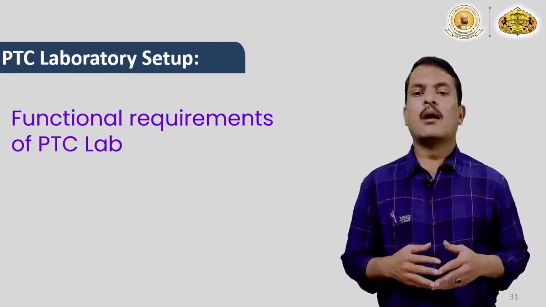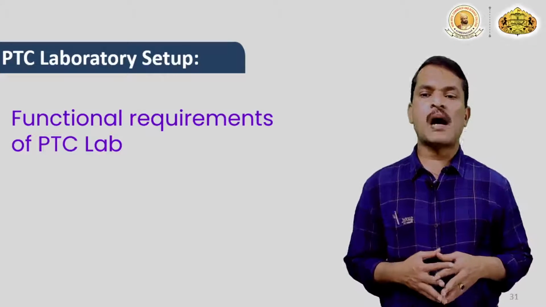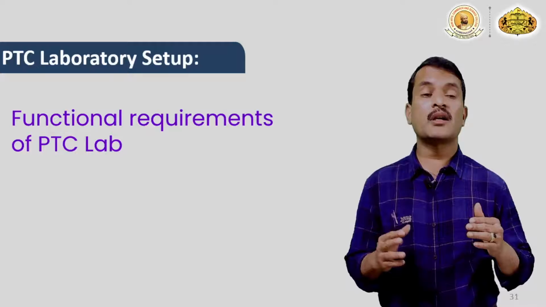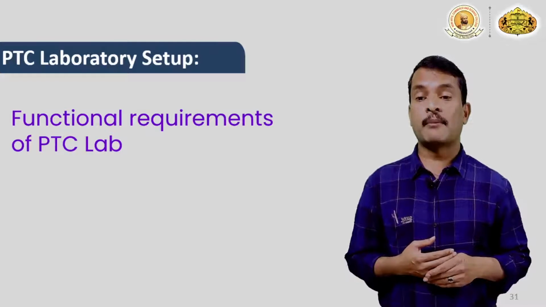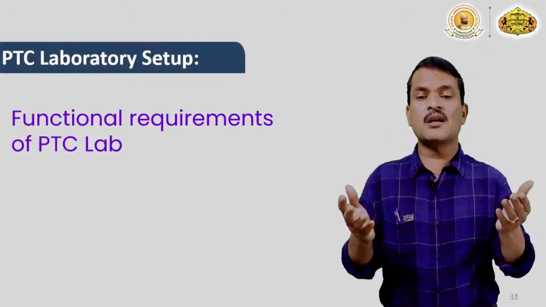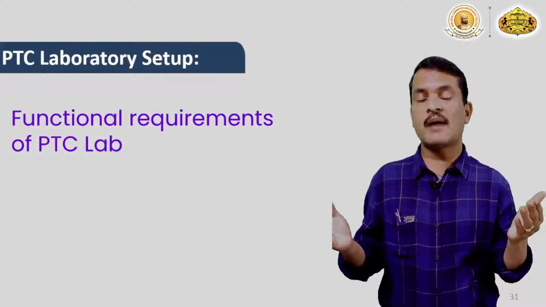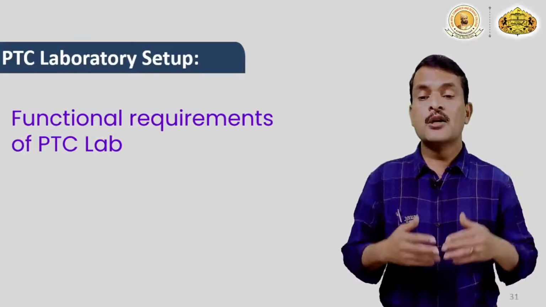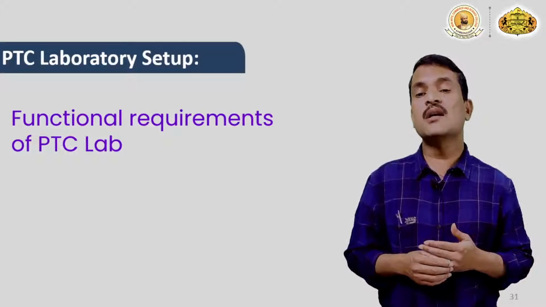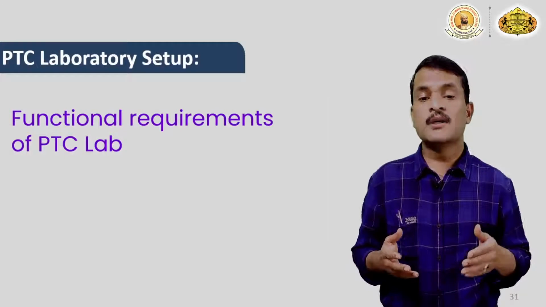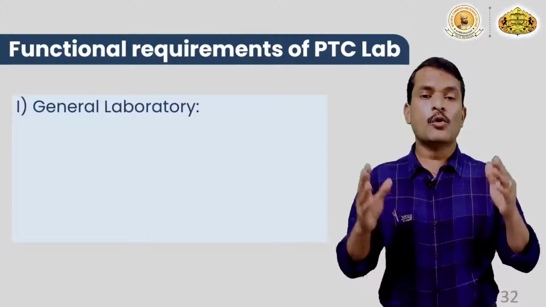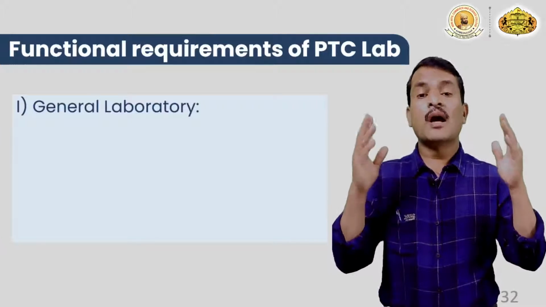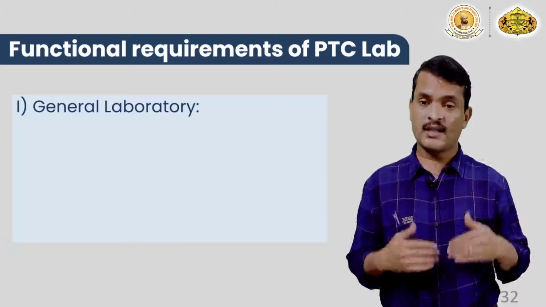So in this part, we'll talk about the laboratory setup, particularly the functional requirements of the plant tissue culture lab. As I have told you the structural requirements of the plant tissue culture lab already in the previous part, now we will talk about the functional requirements. As we know, we need to have at least 3 labs to avoid contamination.